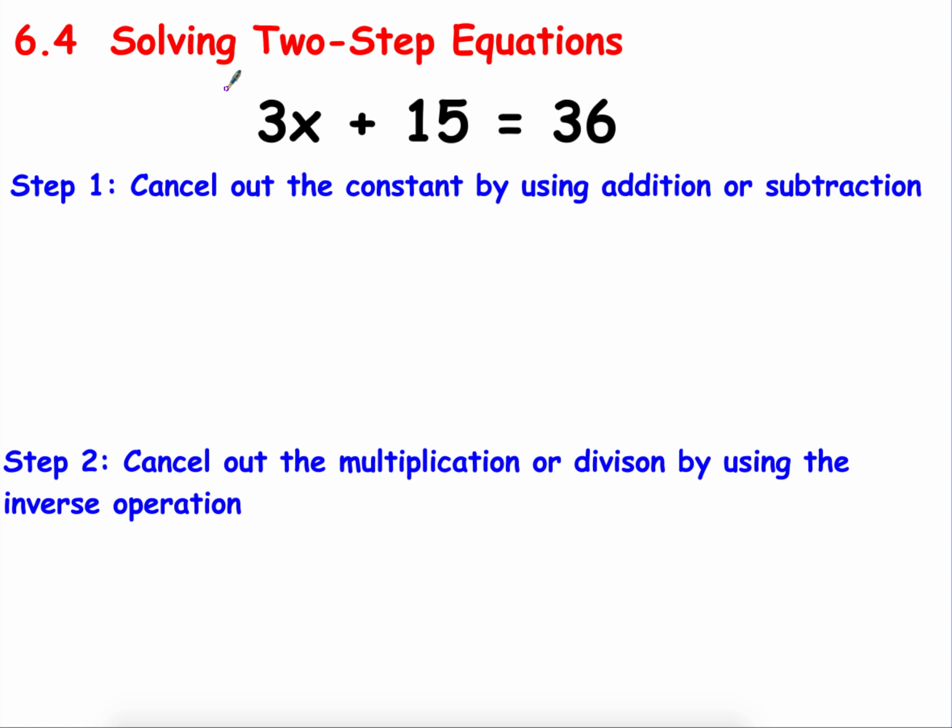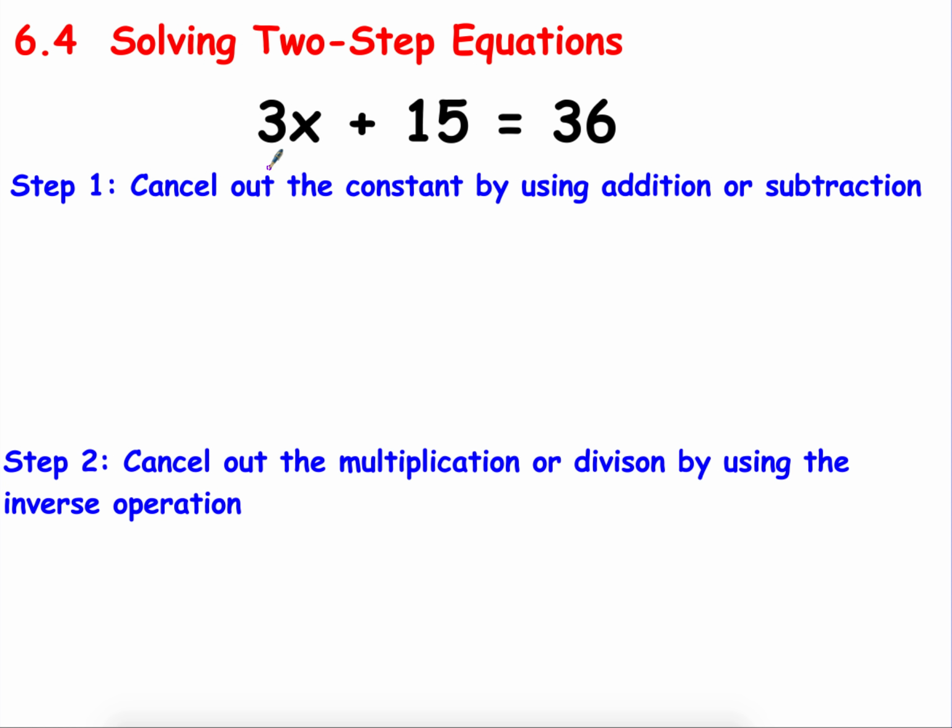Now we do this by using inverse operations. So I always do the opposite to cancel things out. If I'm looking at this equation, 3x plus 15, I need to figure out a way to get rid of this plus 15 here, and a way to get rid of this 3 times x. So I'm trying to get rid of the 3 and the plus 15. This is where we use the opposite operations.